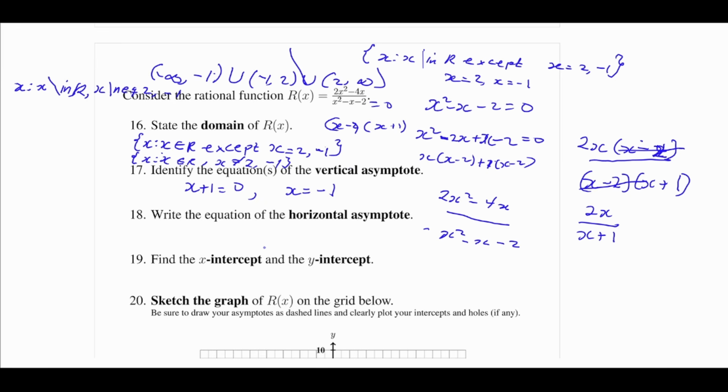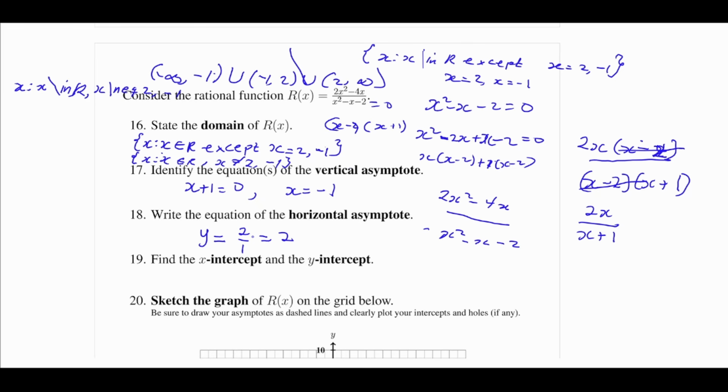Now for the horizontal asymptote, we should check the degrees, if they are the same. If they are the same, then what do we do? We take the ratio. So when we check, they are the same, so we take the ratio. So we write y is equal to the ratio between them, and the ratio is 2 over 1, which will still give us 2.